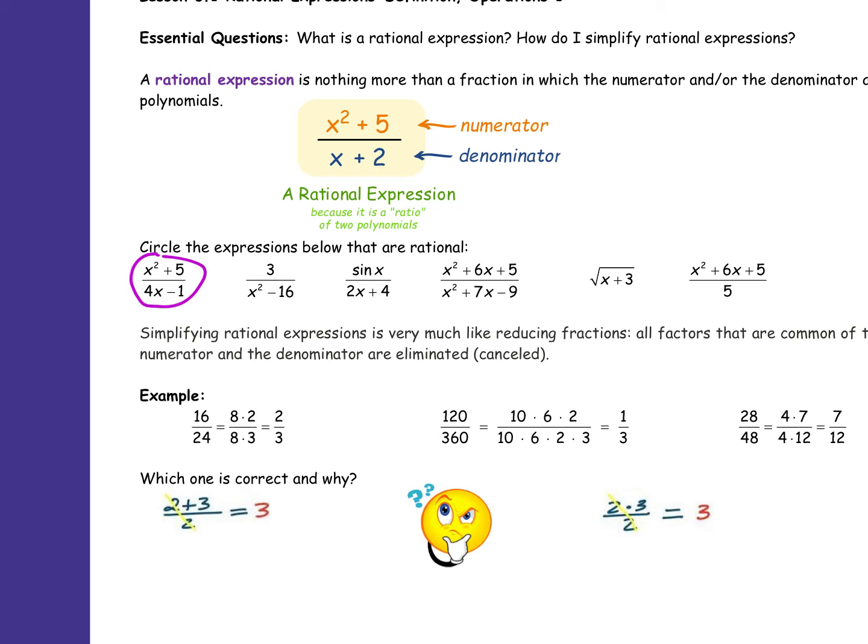The question is, is 3 a polynomial? Is the number 3 a polynomial? It doesn't have a variable. Can I have a polynomial that doesn't have a variable? Well, the answer is yes, because the variable would be to what power? 0, right? So it's x to the 0th power, which is okay. So it's still a polynomial, and this still counts as a rational expression.